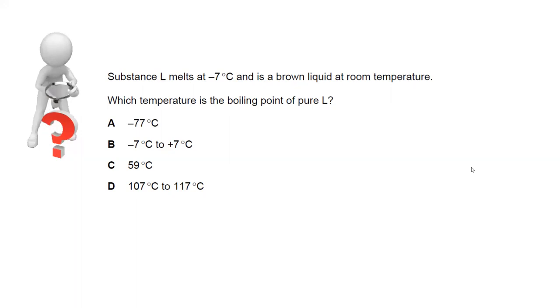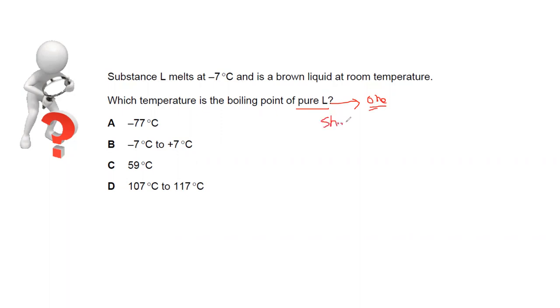And it is a liquid at room temperature. Which temperature is the boiling point of a pure liquid? First thing, when they mention pure, it means it should have one number, because pure substances have a sharp melting and boiling point. Sharp melting and boiling point means it will boil or melt at a fixed temperature.